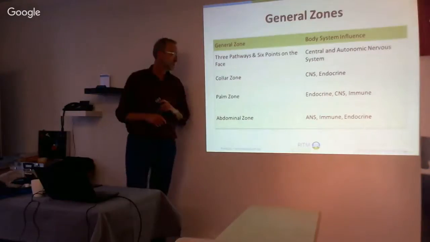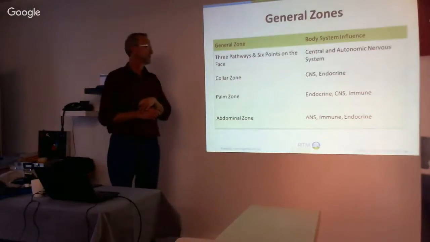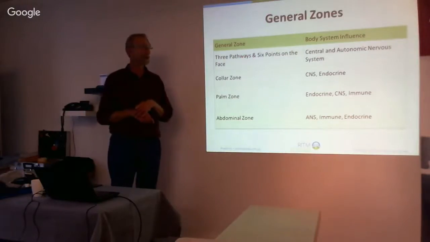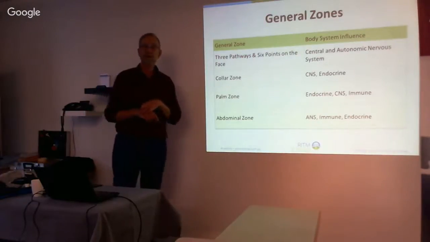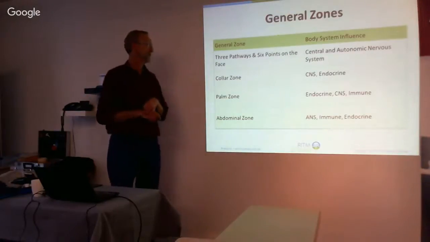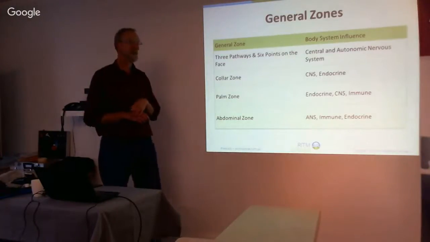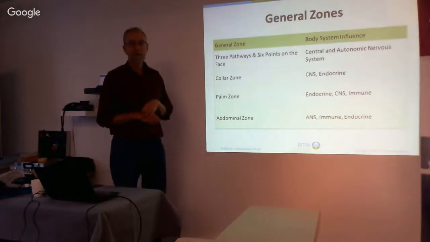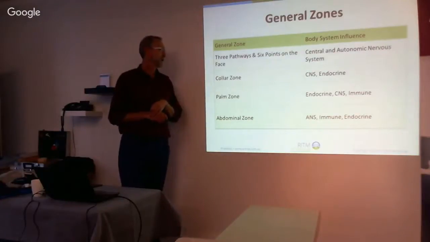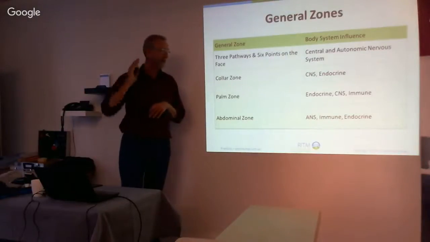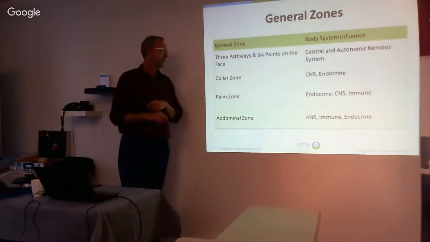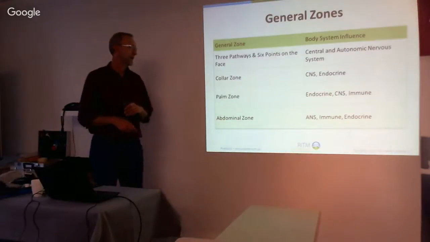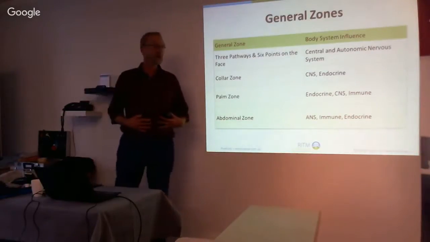And the general zones that we actually have and that I will show to you in a minute are called the 3 pathways and 6 points on the face, sometimes abbreviated as 3P, 6P for 6, 3 pathways, 6 points. Sometimes we just call it 3 plus 6. And we've got a collar zone, which is in the neck area and a few other places. A palm zone, which is in the lower abdominal and lower sacral area. And then, of course, an abdominal zone where we treat the belly.